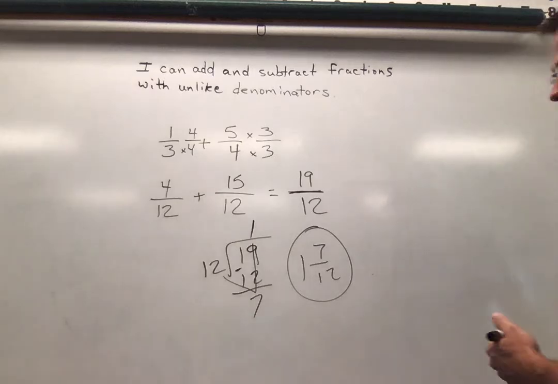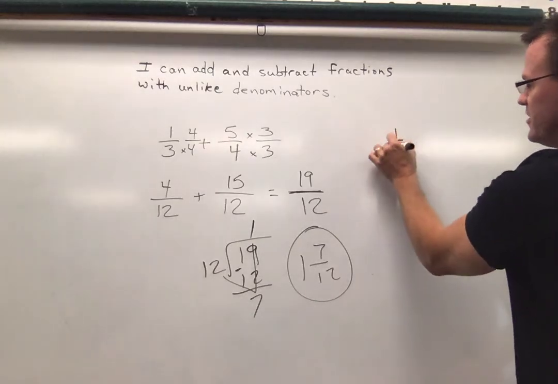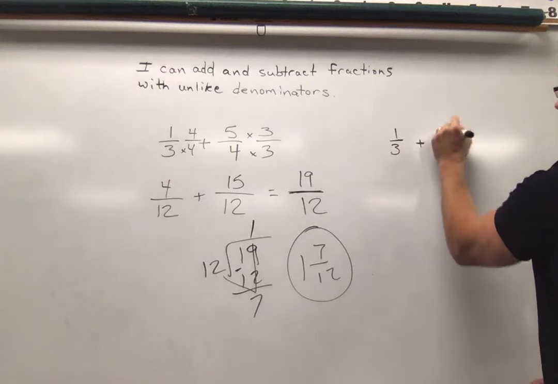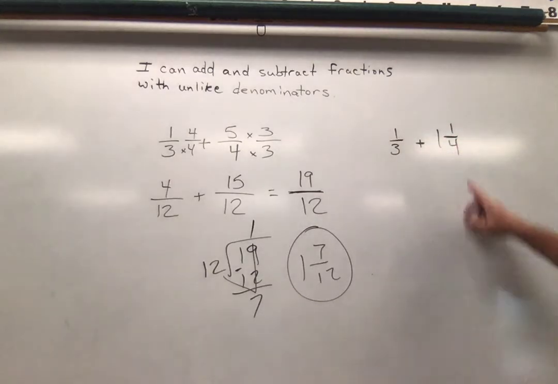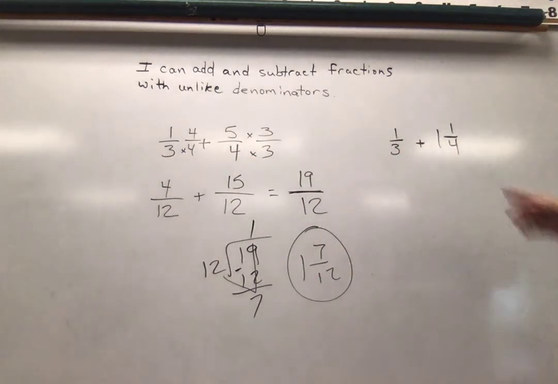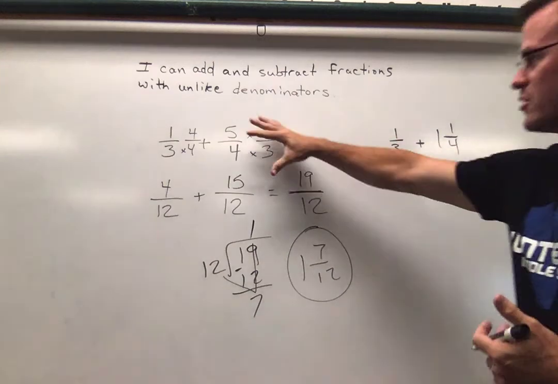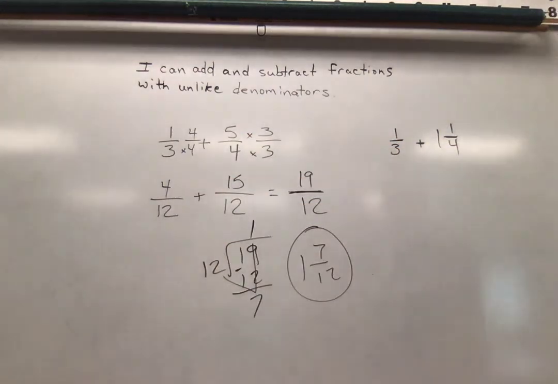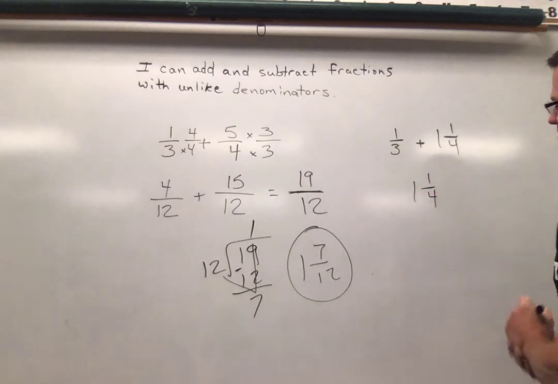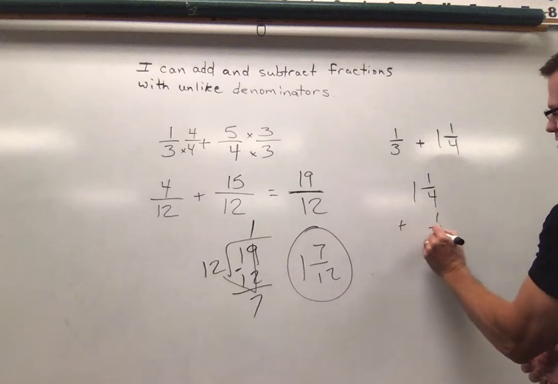Sometimes this problem could be written 1/3 plus 1 and 1/4. And 1 and 1/4 is the same as 5/4. I could change this to 5/4 and the work would be exactly like I have it here. Or I may decide I want to do it a little differently, because we know when dealing with addition, we could do something like this: 1 and 1/4 plus 1/3.